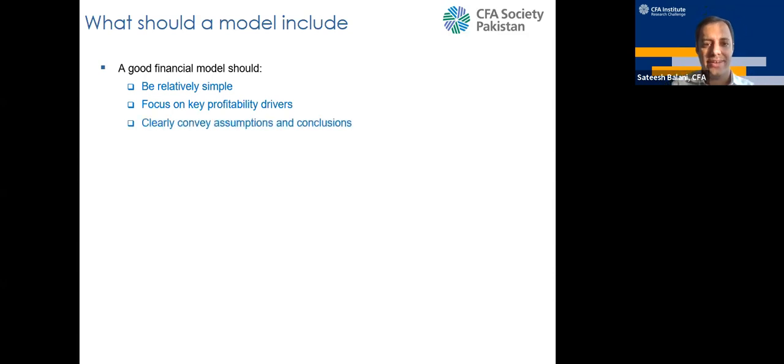You have to clearly convey your assumptions and conclusions. So for example, if I am assuming that a company will sell product at X price, it should be very clear what my selling price assumption is. Is it an MRP? Is it ex-factory? Those assumptions have to be very clear, on what my assumptions are and what conclusions I'm getting.